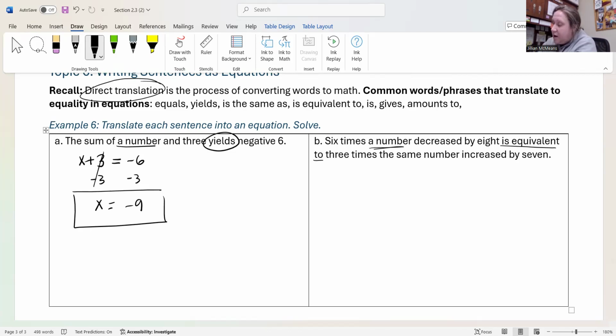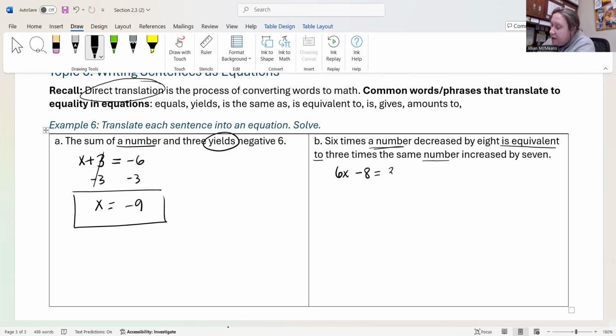Okay? So we've got our equals. Anything prior to "is equivalent to" indicates the left-hand side of the equation. So we want 6 times some number, we're going to call it x, and then we want to decrease that by 8. So we get 6x minus 8 equals, and then anything after "is equivalent to" is the right-hand side of the equation. So after the words "is equivalent to," we have 3 times the same number. What they're saying is 3 times the same number. They mean use that same variable, okay?